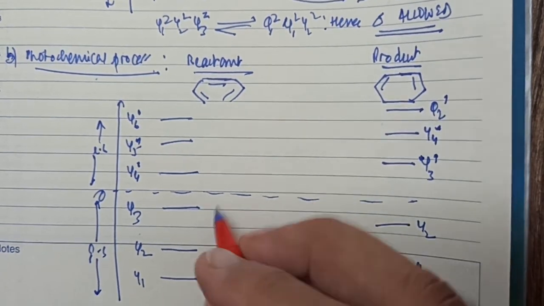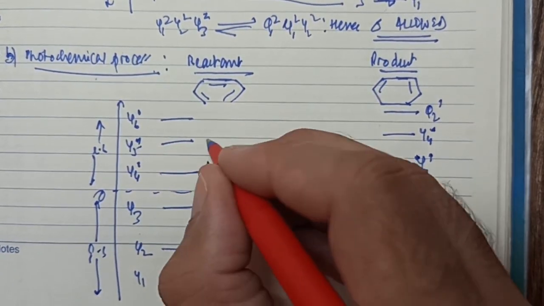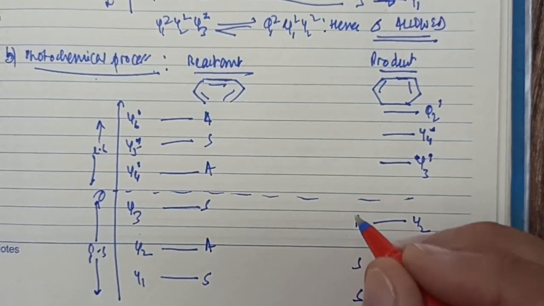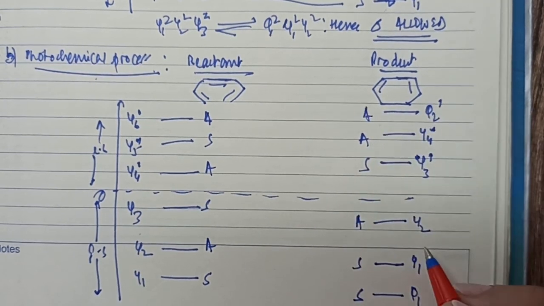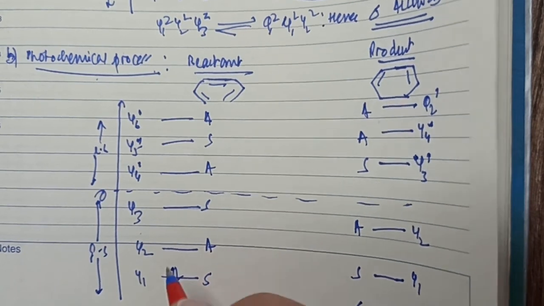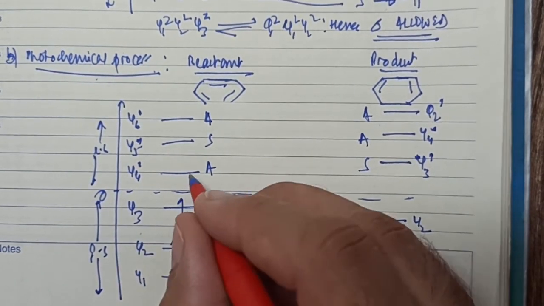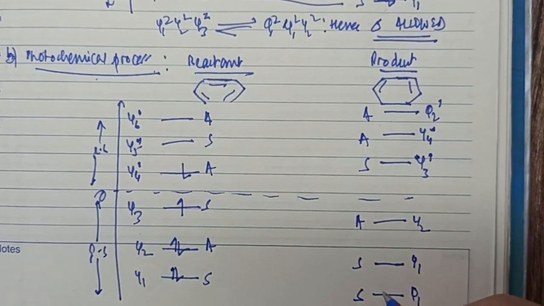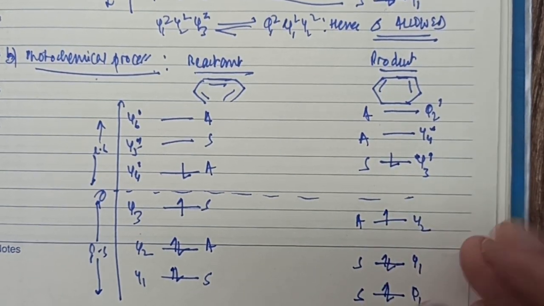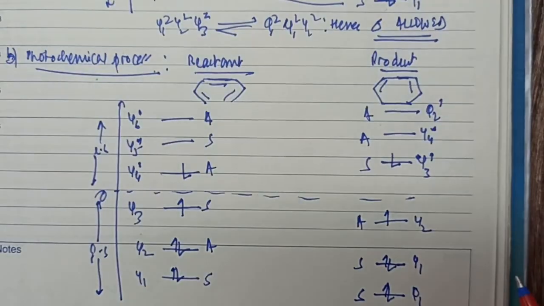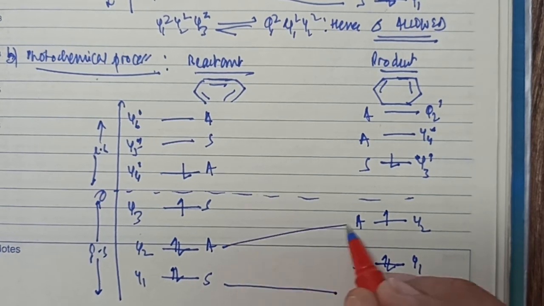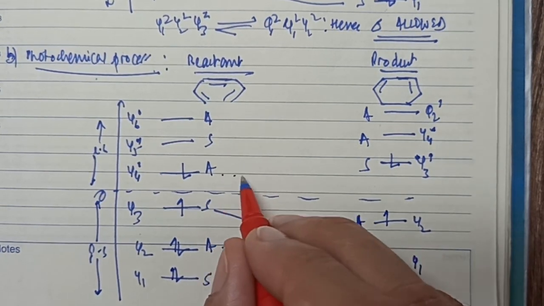Mirror, this is symmetric, antisymmetric, symmetric, antisymmetric, symmetric, antisymmetric. Mirror on this side was symmetric, symmetric, antisymmetric, symmetric, antisymmetric, and antisymmetric. The electronic distribution in the photochemical process is that one electron from psi3 of the reactant jumps to psi4 star. Similarly, one electron from psi2 of the product jumps to psi4 star. We have to check the correlation up to the first excited state, and when we check this, we find that S correlates with S, A correlates with A, S with S, but there is a mismatch at this position.